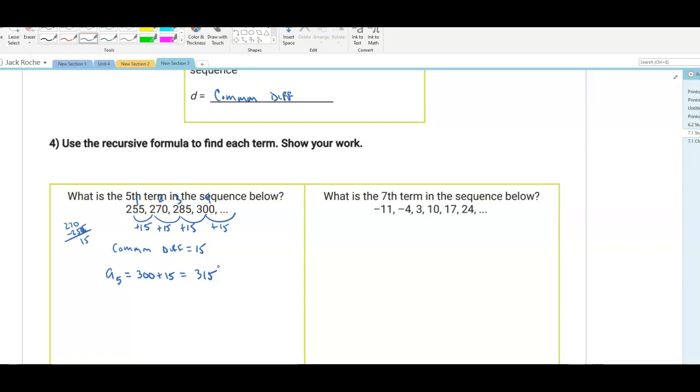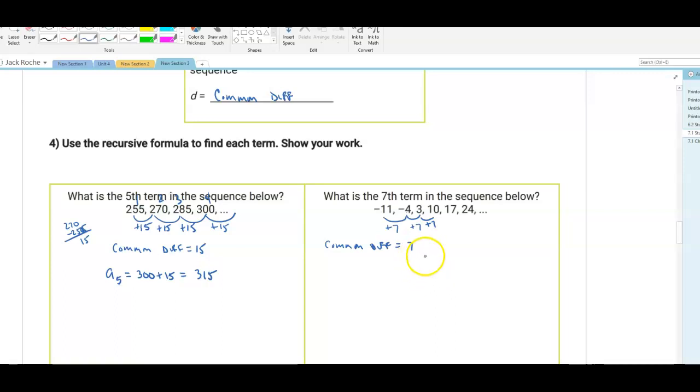Now another way to look at it, and I'm going to show you here, is when I look at the next one, it says, what is the seventh term? So I go ahead and I see if there's a common difference. From negative 11 to negative 4, I go up 7. From negative 4 to 3, I go up 7. So right away, my common difference is 7. Remember, if you were going down, you would have negative.